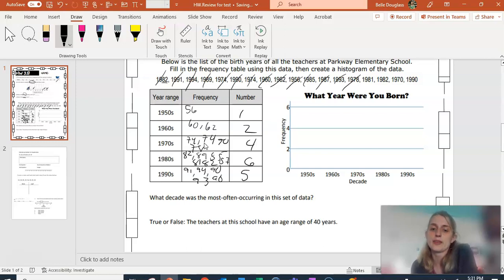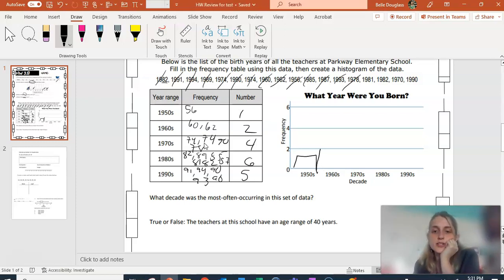So a histogram is made of rectangles that touch because you are going to represent that people exist exactly between the 50s and the 60s. There's no gap between them. There's not like a break year. People still keep having birthdays.